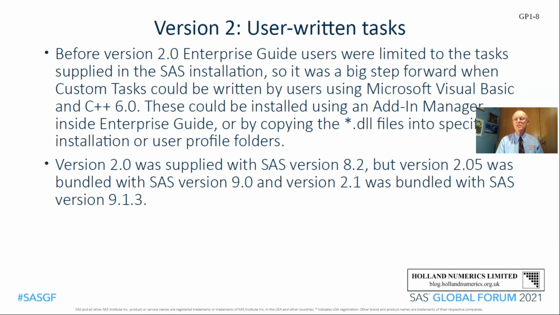When it got to version 2.05, it was actually bundled with SAS version 9.0, and 2.1 was bundled, and the subsequent versions of Enterprise Guide were bundled with SAS versions. This hailed a change in the way that SAS had approached Enterprise Guide, and did give the impression it was primarily aiming Enterprise Guide as the user interface for SAS for future versions.